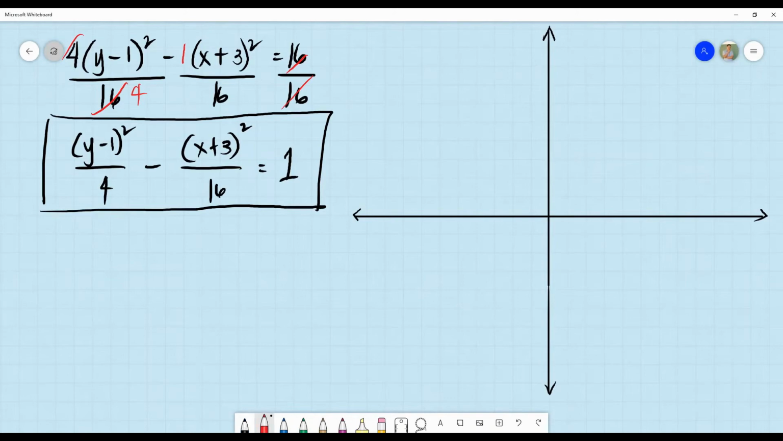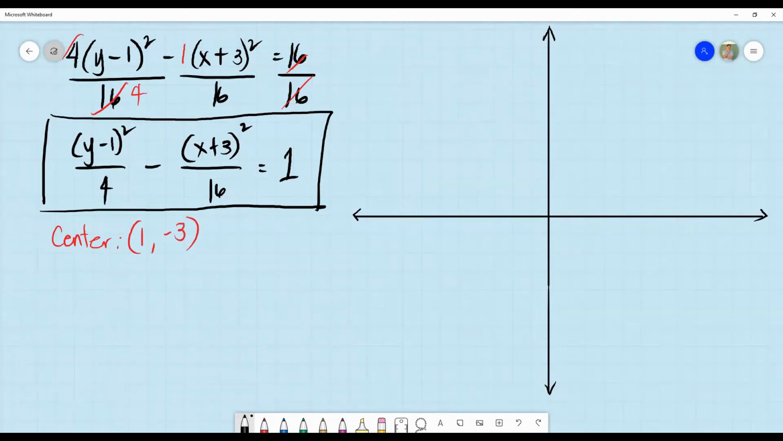And take notice of this. The variable of our leading term is y. Therefore, it goes to show that this is a hyperbola with vertical transverse axis. So when we draw this, the orientation of our graph will be vertical in nature. So let's identify our center. Our center is, it's y minus 1, that's 1. And then it's x plus 3, it changed sign, so therefore it's negative 3.